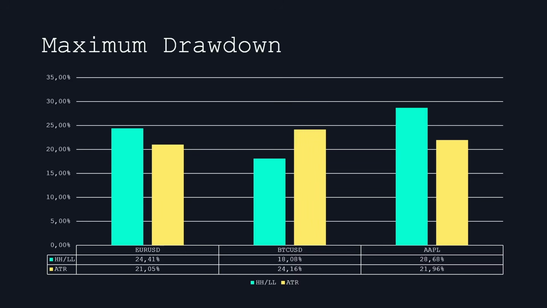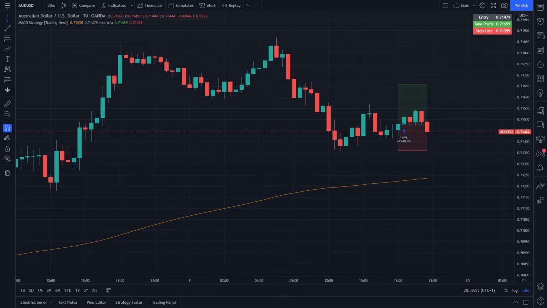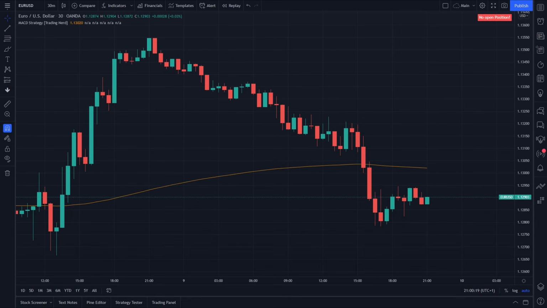And now at the end, let's talk a bit about the trading script. Another feature of the script is a small table at the top right corner that tells you the entry price and the take profit and stop loss prices of a new trade. If there's currently no open position, it will also indicate that.